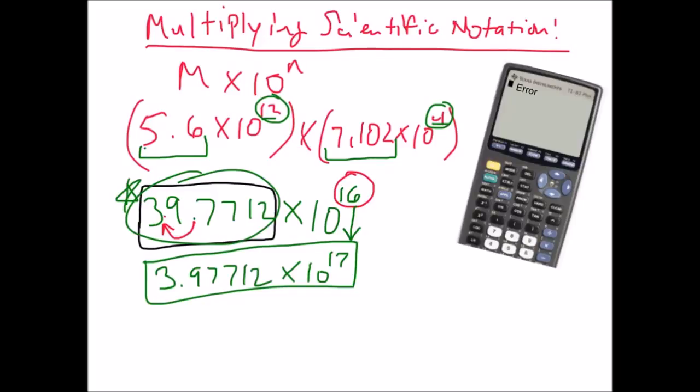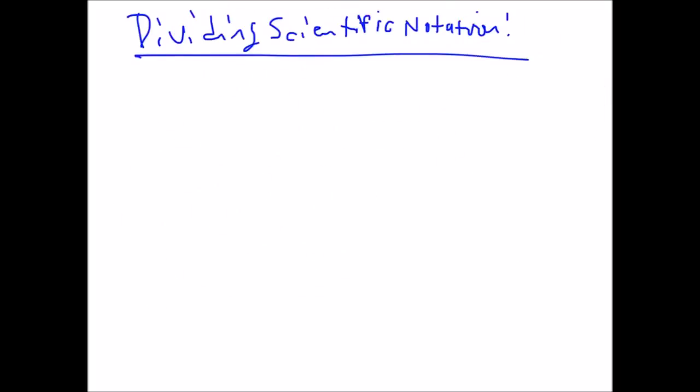Okay, now let's look at division. When you are dividing two numbers that are represented in scientific notation, you're going to do the same thing. You're going to divide the m part of the scientific notation, and then instead of adding the exponents, you'll subtract them. So let's see what happens if I use the same example from the problem above, except I divide it.